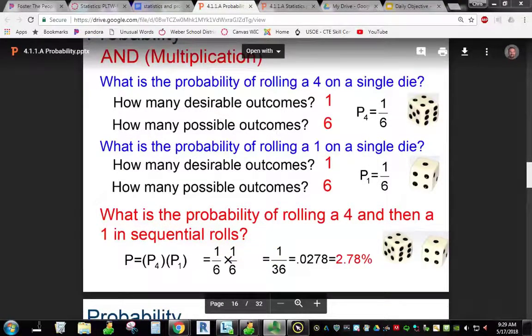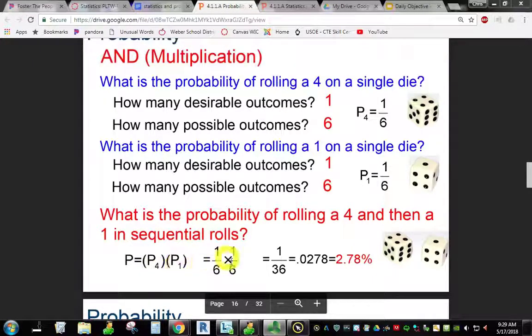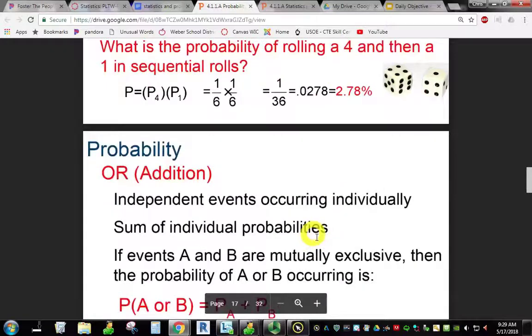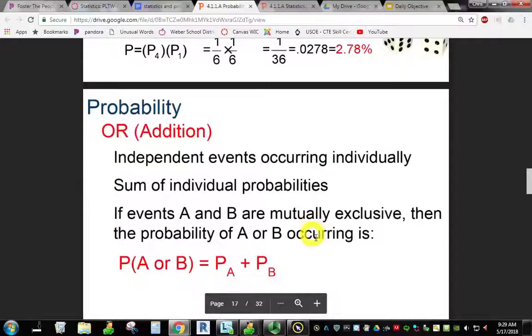So these are events occurring simultaneously. You have 2 dice in your hand, you roll them. What's the probability of you rolling a 4 on one of them and a 1 on the other? We're going to multiply those probabilities. So 1 over 6 times 1 over 6, or 1 over 36, or 2.78% of the time that's going to happen. Make sure you show your work on that one, and then we'll move on to the or.